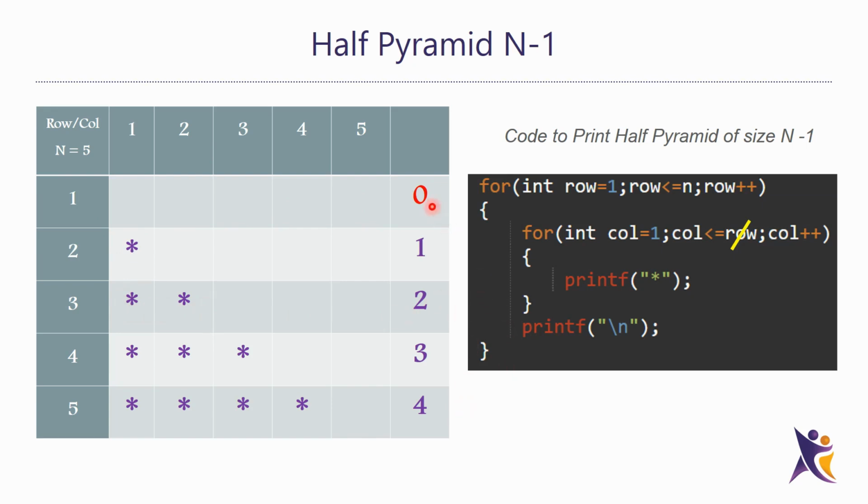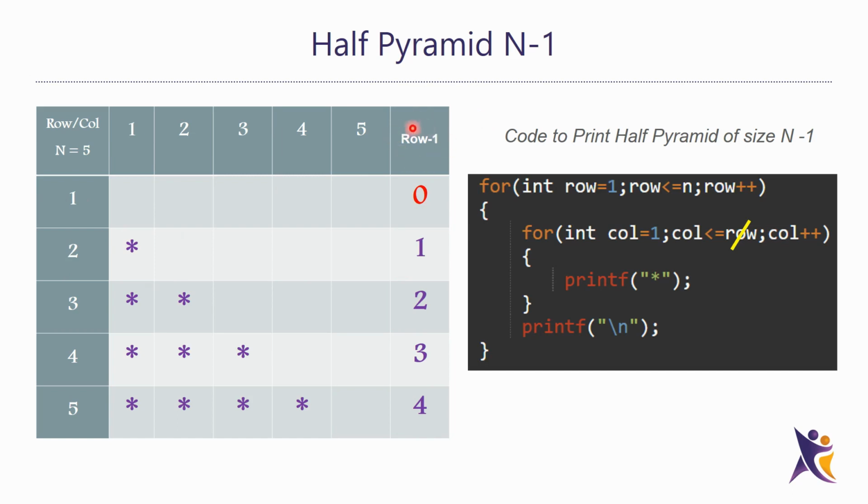If you count the number of stars in each row, the first row doesn't have any star, so 0. The second row will have 1 star, then 2 stars, 3 stars. If you see here, you can clearly get an expression. The number of stars in a row is nothing but row minus 1, isn't it?